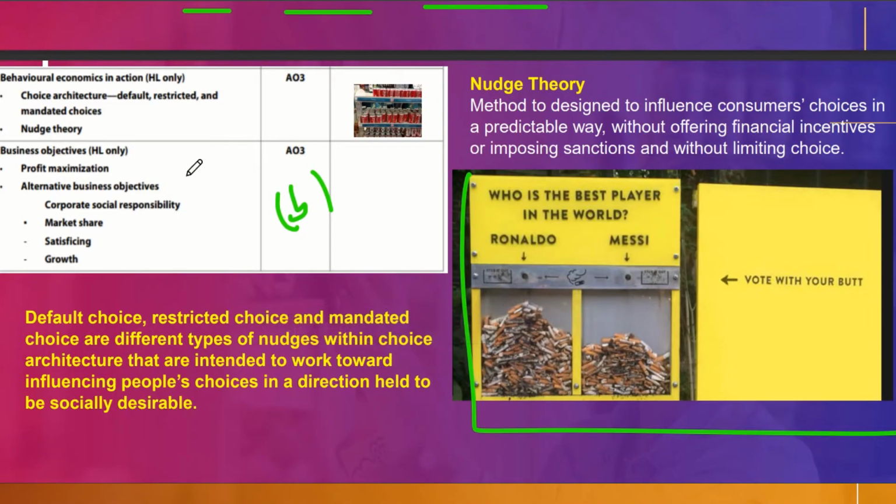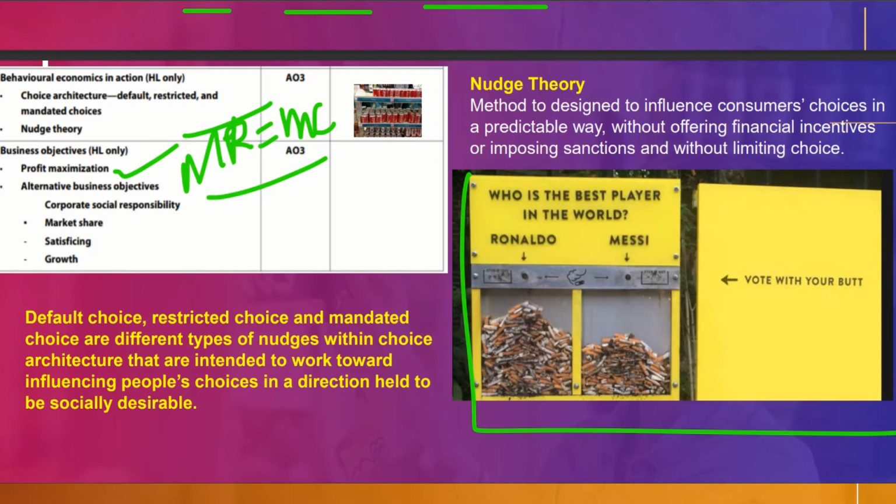Okay, see, first one, profit maximization. This is an inevitable business objective of the firm. Profit maximization takes place where marginal revenue is equal to marginal cost. We will discuss these things in detail in the coming classes. But for now, remember that profit maximization means marginal revenue equals marginal cost, right? Increasing the profit as much as possible.